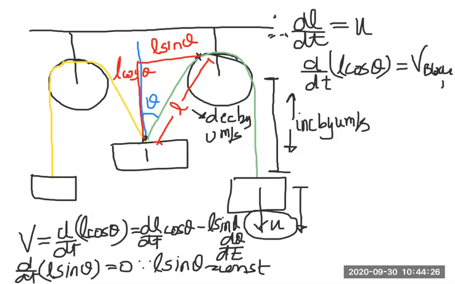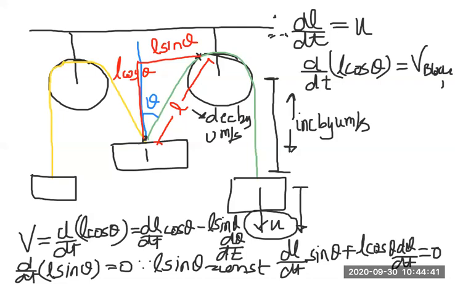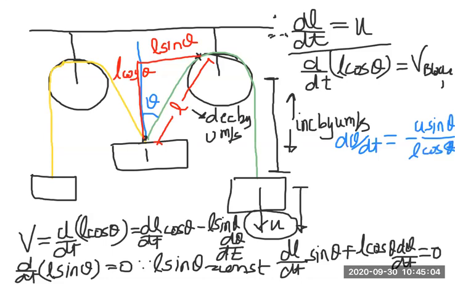So d by dt of L sin theta means dL by dt sin theta plus L cos theta d theta by dt is equal to 0. So dL by dt की वैल्यू तो u है, हमें मालूम है, तो यहाँ पे मेरे पास आएगा d theta by dt is equal to minus u sin theta divided by L cos theta.